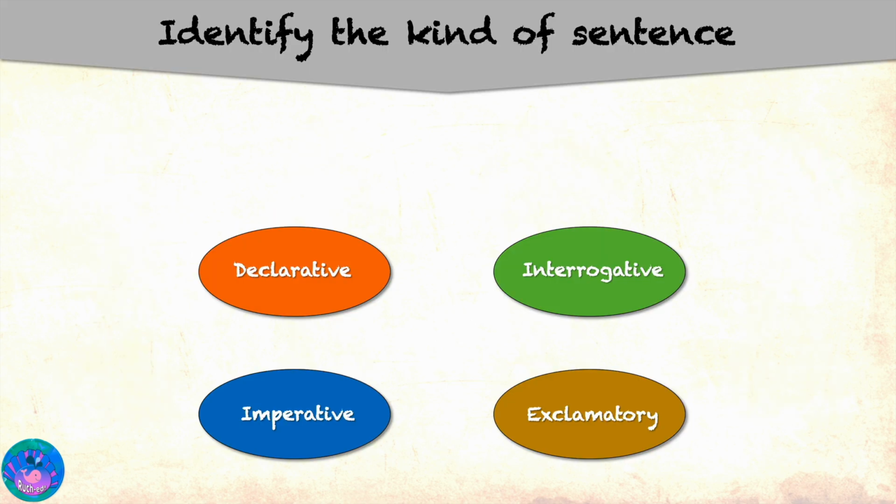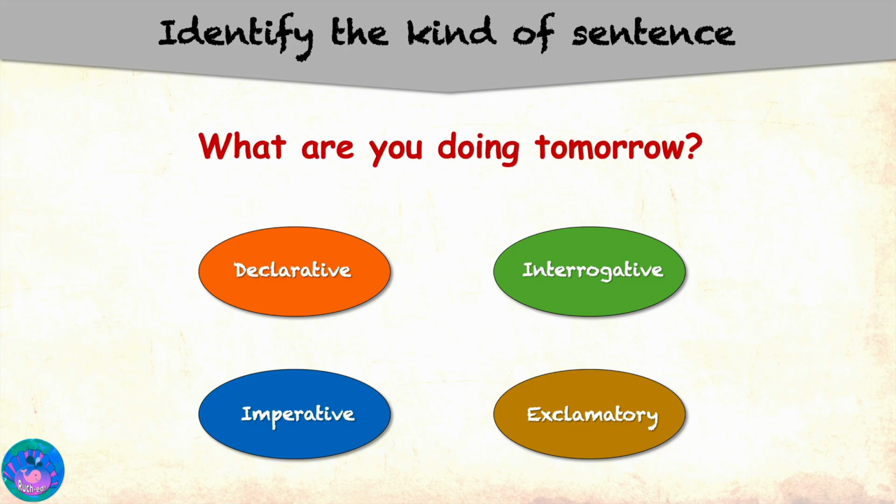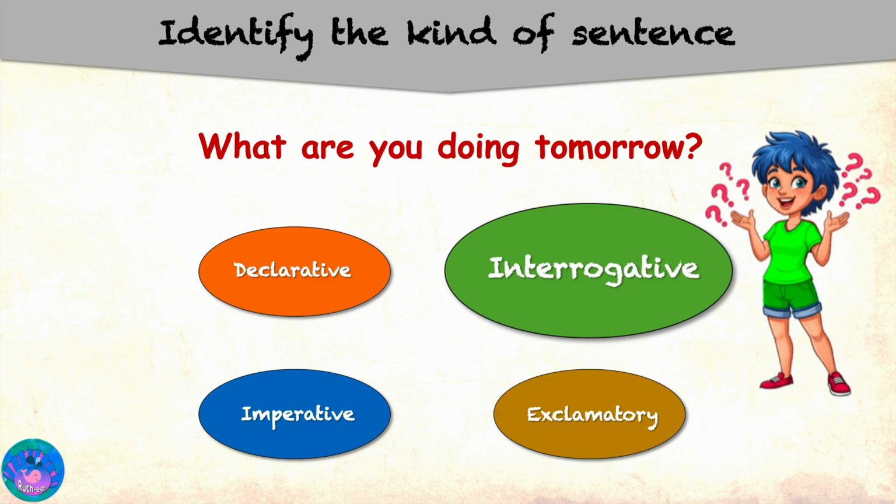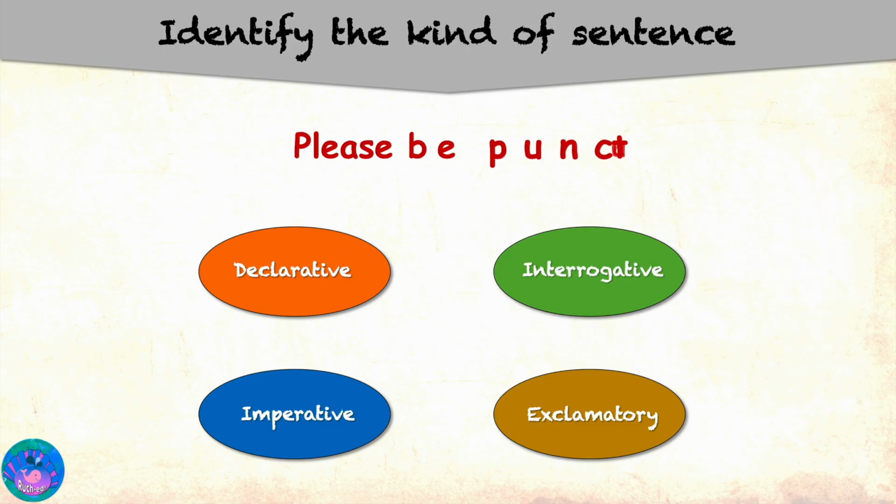Now let's see if you can identify the kinds of sentences. The first sentence is, what are you doing tomorrow? Is it declarative, interrogative, imperative, or exclamatory? Did you say interrogative? That is the correct answer. Yes, since the sentence is asking a question and ending with a question mark, you can easily identify it is interrogative.